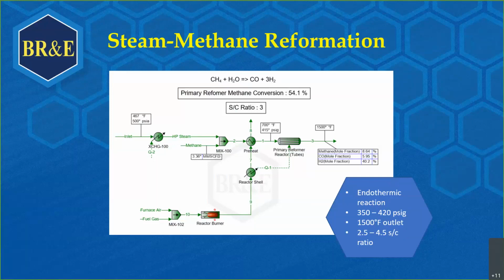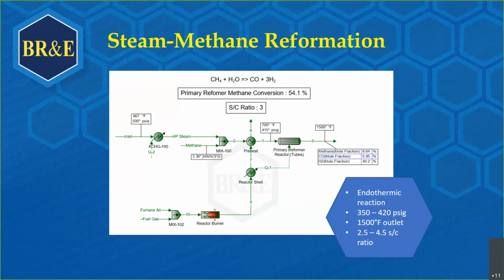As you can see here in this image, we're running at a ratio of 3 right in the middle. So why is this so important? The ratio of 3, there's a lot of different reasons. The more steam that we add to the system, the better conversion we're going to get. So the less methane slip is what we'll see.